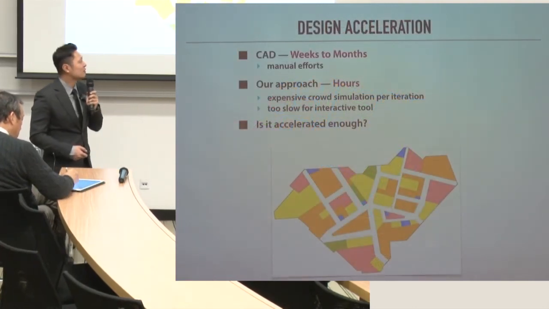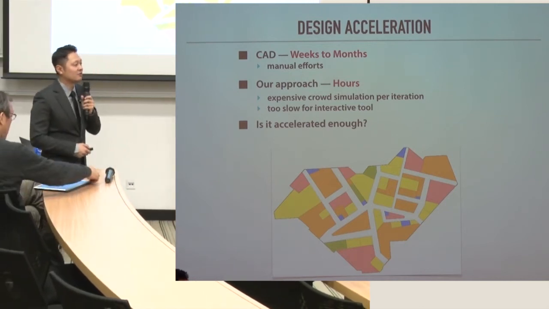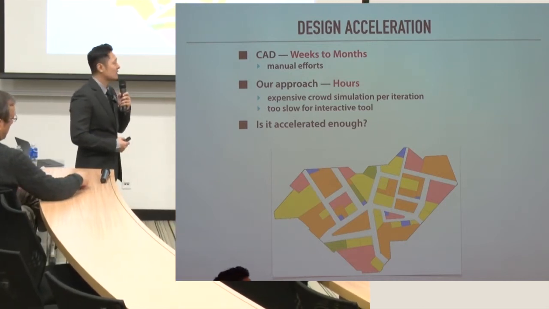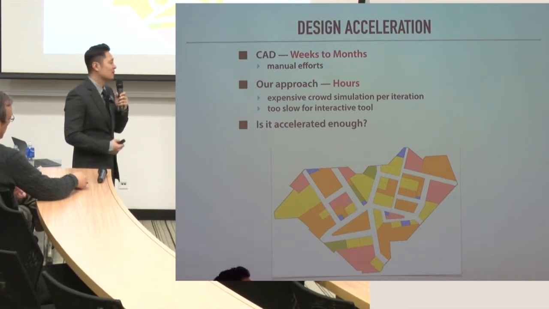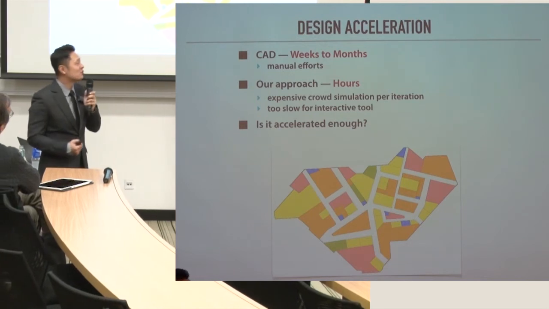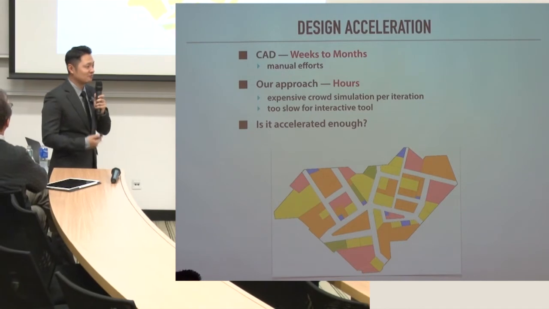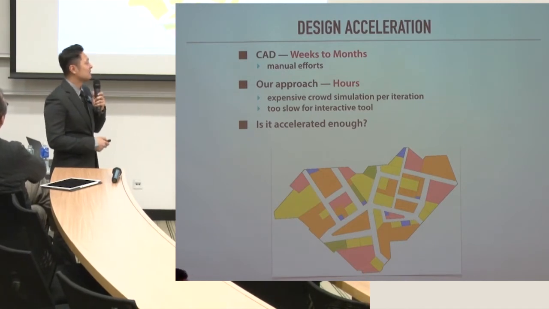So we propose a computational design approach which can design a layout in a couple of hours. I always check with my architect colleagues, say, how long does it take for you to make floor plans, let's say for a shopping mall? They say maybe weeks to months, depending on how detailed, how many objectives you want, because they need to spend a lot of manual effort. So with us, we can do it in hours.